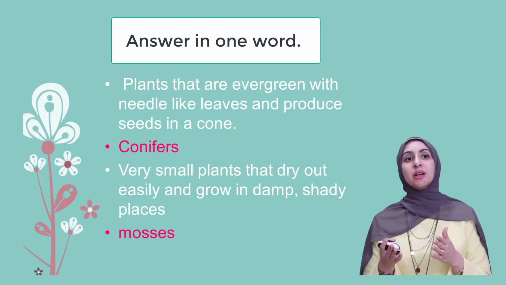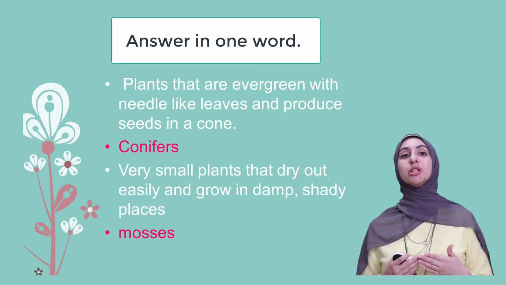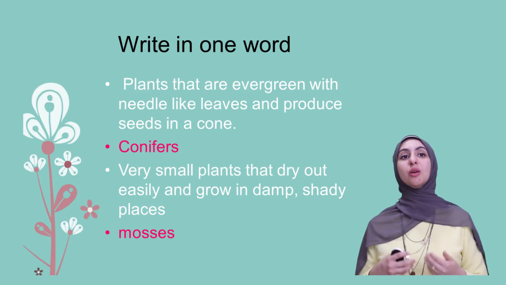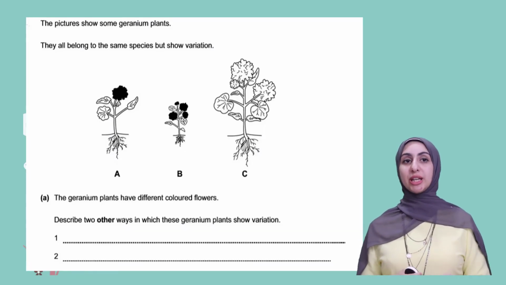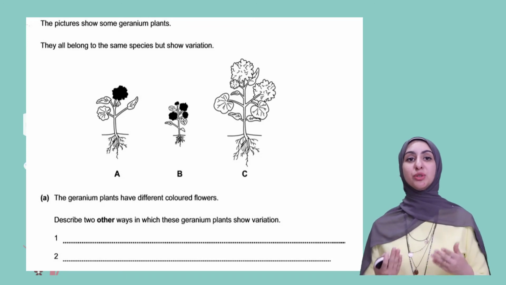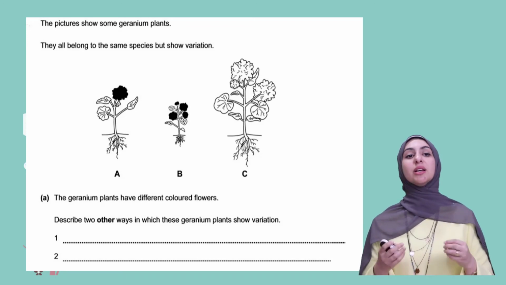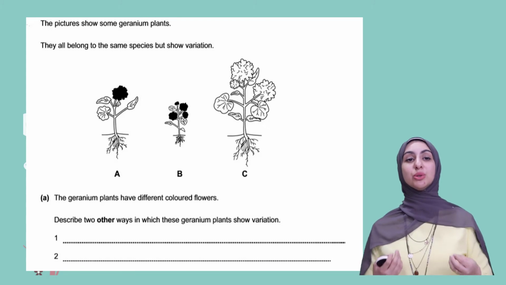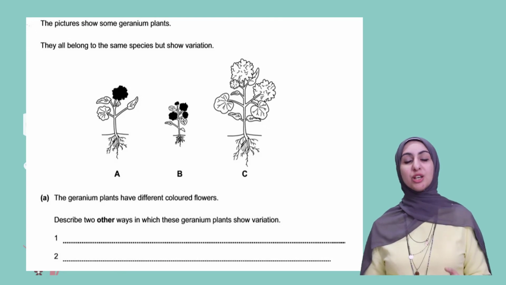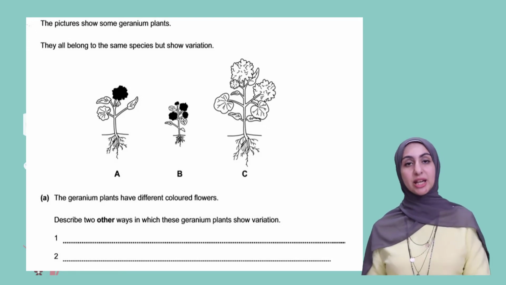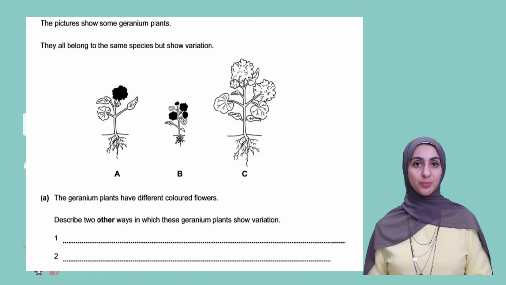Okay. The pictures show some geranium plants. They all belong to the same species but show variation. Question A. The geranium plants have different colored flowers. Describe 2 other ways in which these geranium plants show variation. Look at the picture carefully and you will get the answer.